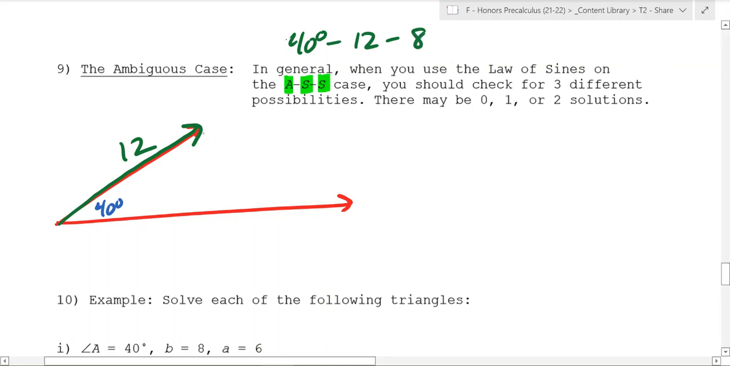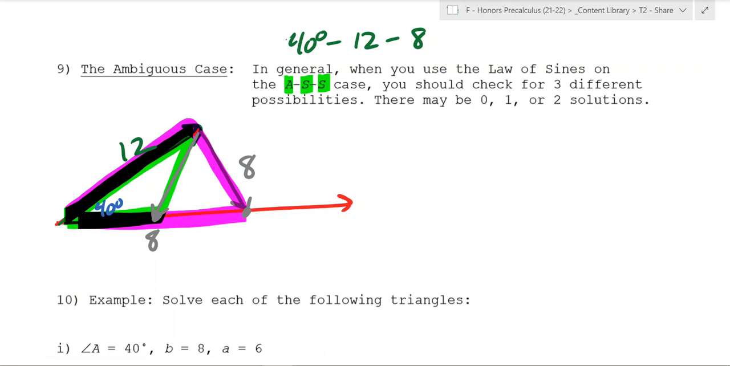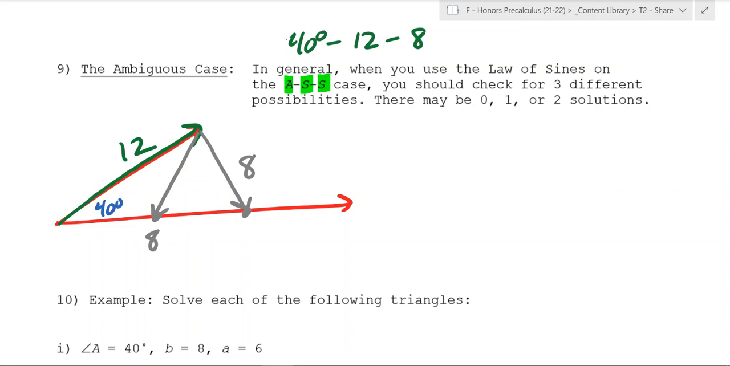So let's go 8. You could get a triangle that looks like this, but that same information could make a triangle that looks like this. So there's 2 possible triangles. There's this first one here, but then there's another one that goes all the way around. There's 2 different triangles that you can come out with. So if I tell you 40 degrees, 12, and 8, you could end up with 2 different triangles. You could end up with triangle ABC, or you can end up with triangle ABD. So you have to check to see if there's 0, 1, or 2 solutions whenever you're doing this.